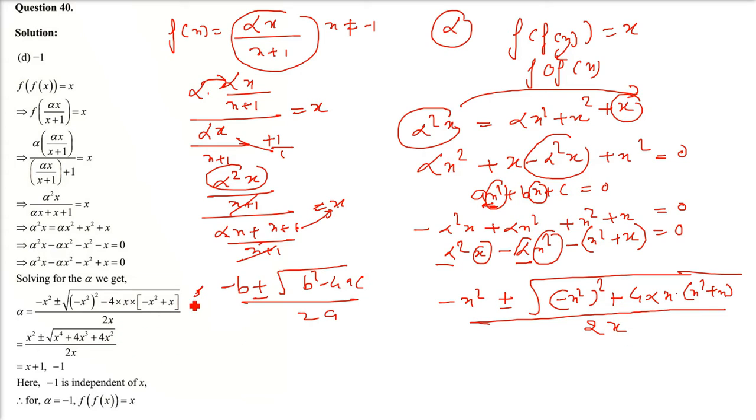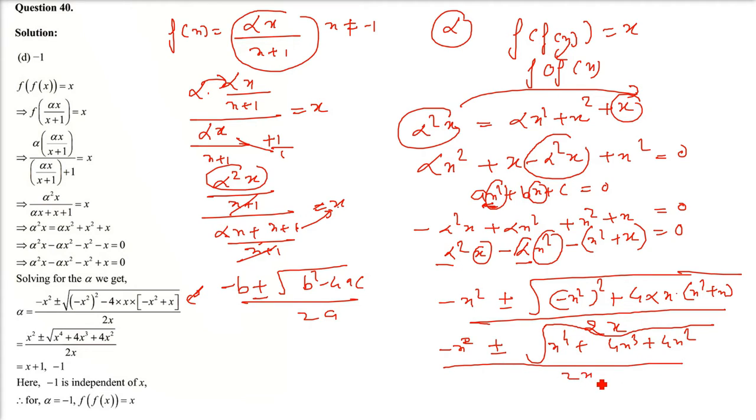Okay. So let us resolve this. One time we are going to take positive, one time we are going to take negative, and you will get the simplification here, because inside we have x to the power 4 plus 4x cube plus 4x square, and here we are going to take x square common inside this under root. That will make it much simpler, and ultimately you are going to get two values of alpha, which is x plus 1 and minus 1.